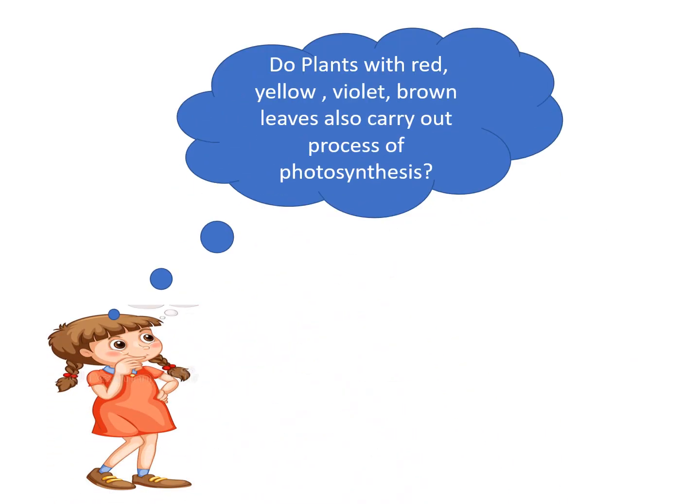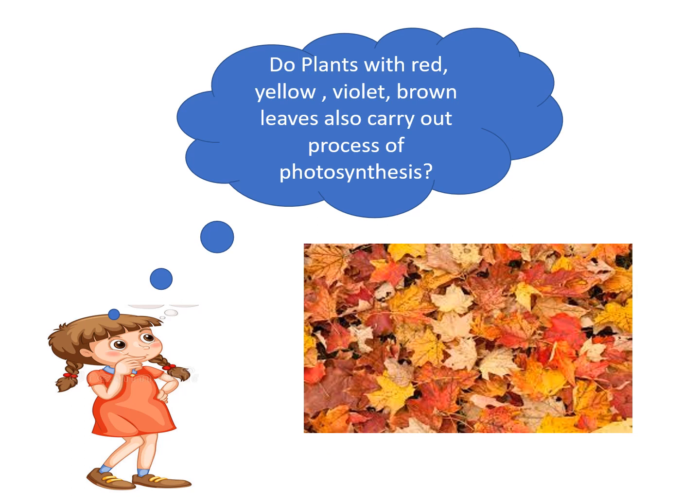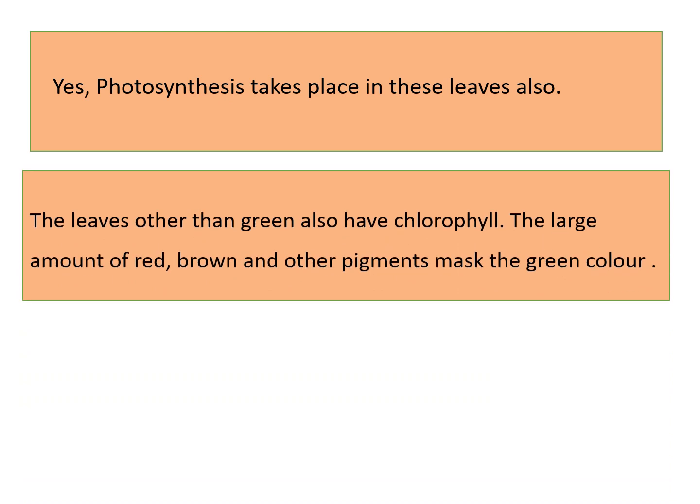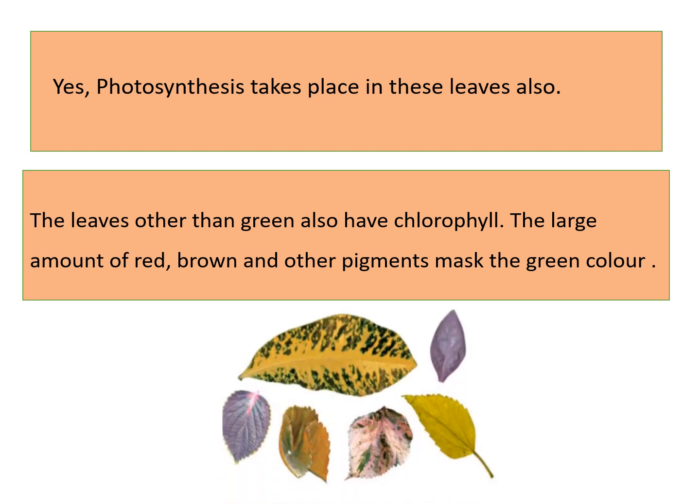Now students, do you know that there are some plants which have red, violet and brown leaves apart from green leaves? Do their leaves also carry out photosynthesis, as they are not green? The answer is yes. Photosynthesis also takes place in these leaves. The leaves other than green leaves also have chlorophyll. A large amount of red, brown and other pigments mask the green color.